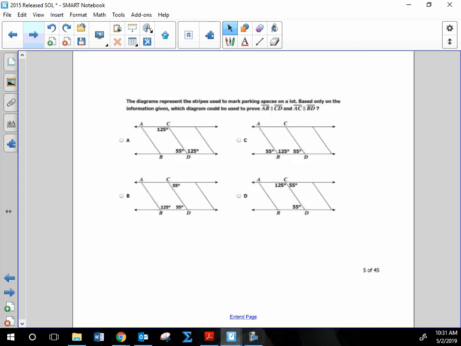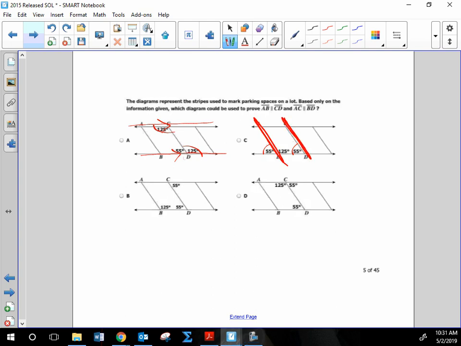If I take a look at A, I've got alternate interior. Sweet, that takes care of AC and BD. Is 125 and 55, what does that add up to be? 180. Could that be helpful for us? If this has to be 180, oh wait, that's still the same lines. Bummer. Okay, C. We've got corresponding, awesome, that takes care of these lines. And the supplementary, oh wait, that's the same set of lines. Here, alternate interior, yay, that's this set of lines. Same side interior, hey, we got another set of lines here.